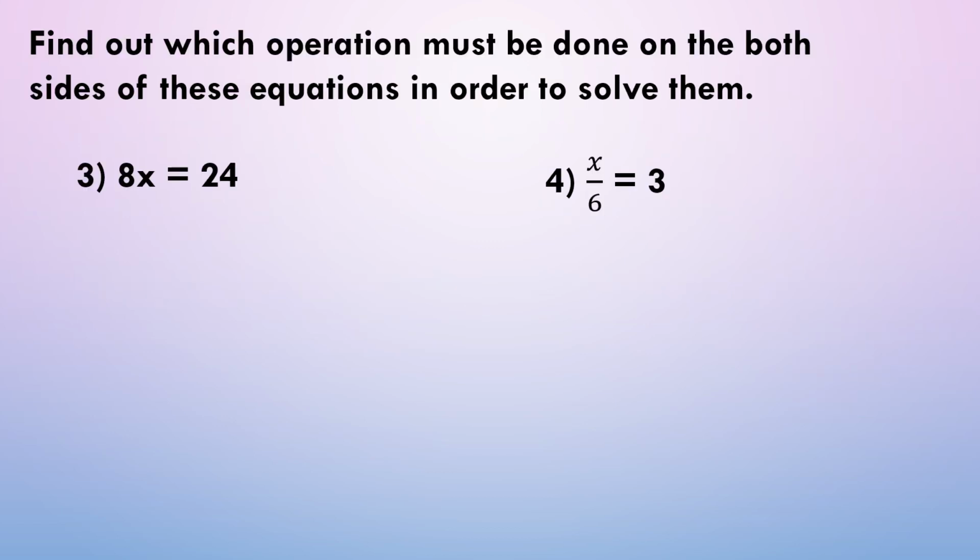Third sum, 8x is equal to 24. Now 8x is written in the multiplication form. Okay, now you have to find the value of x here. You have to remove that 8. So to remove that 8, what do you have to do? On both the sides you have to divide by 8.